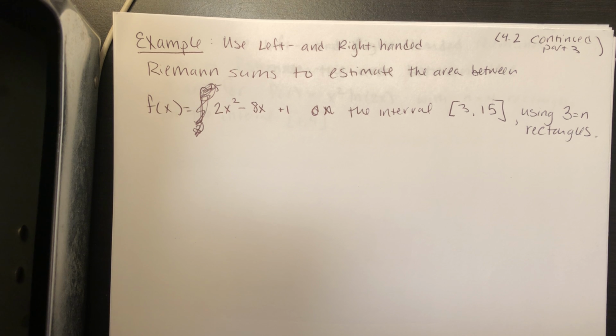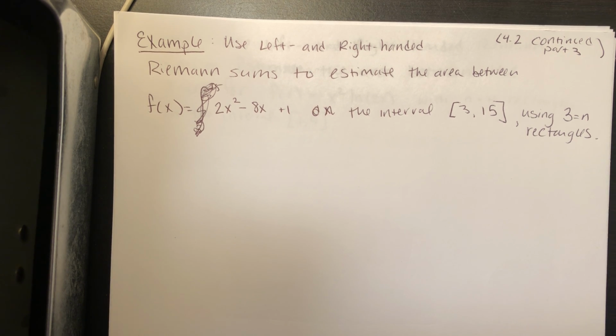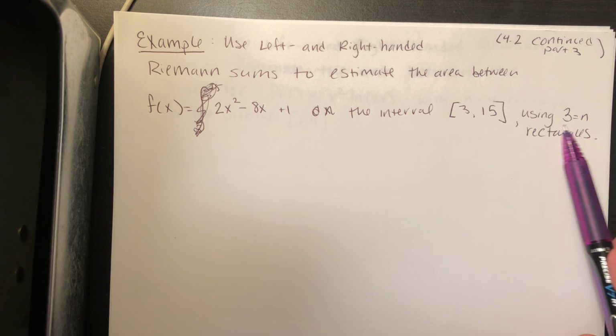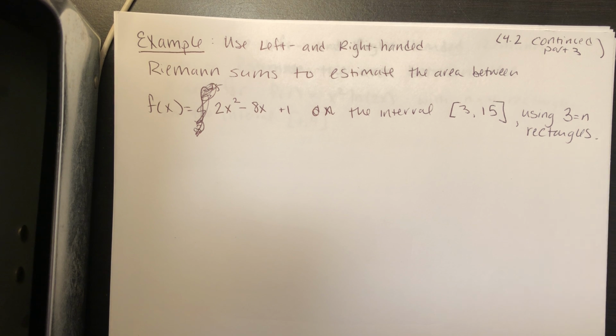In this first example today, we're going to try to use left and right Riemann sums to estimate the area between the curve f of x equals 2x squared minus 8x plus 1 over the interval from 3 to 15, where n is equal to 3. And remember, n is just telling you how many rectangles you're using to estimate this area.